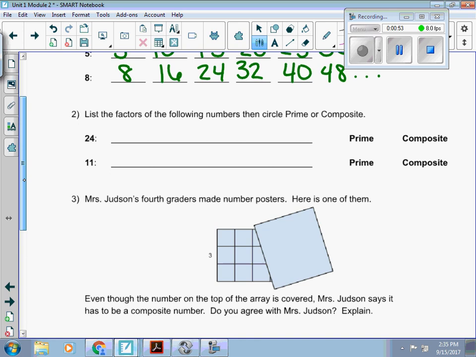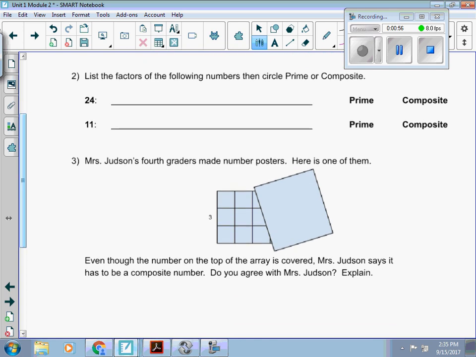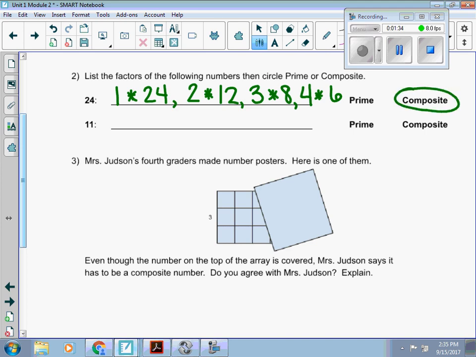Number 2 says list the factors of the numbers and circle prime and composite. Now remember, factors are the numbers in the problem, and the 24 then would be my answer. We can always start with 1 times that number. So 1 and 24 are factors. Because 24 is even, I know that 2 is a factor, and its partner is 12. And then because I know my math facts, I know 3 times 8 and 4 times 6. Which means that 24 has 1, 2, 3, 4, 5, 6, 7, 8 factors, which makes it composite because it has 3 or more.